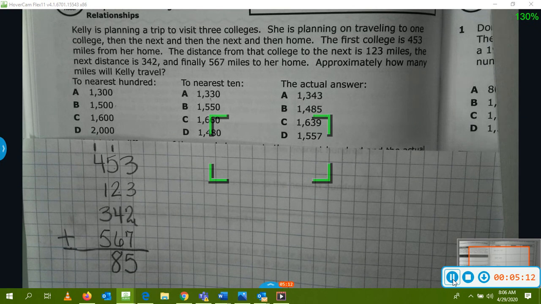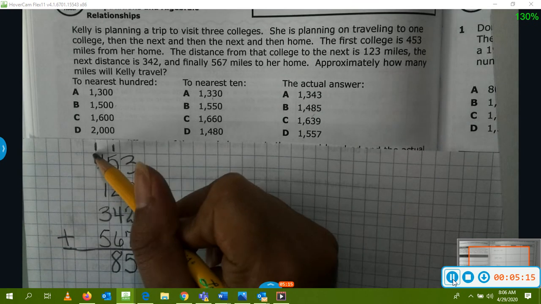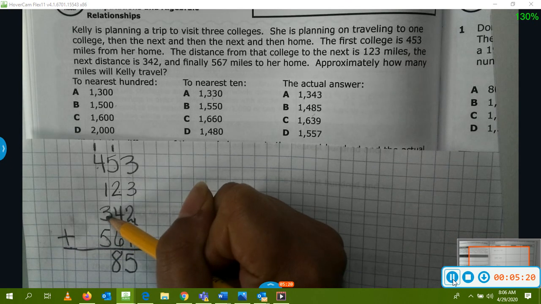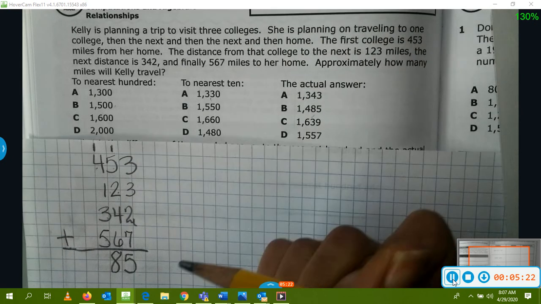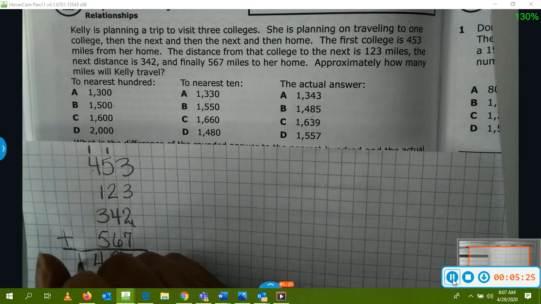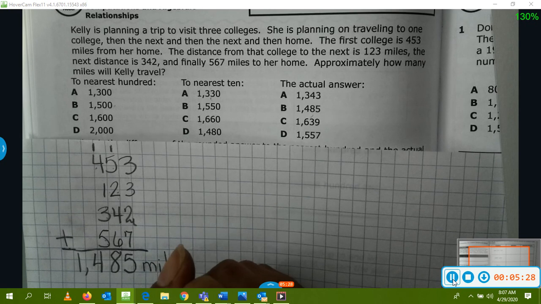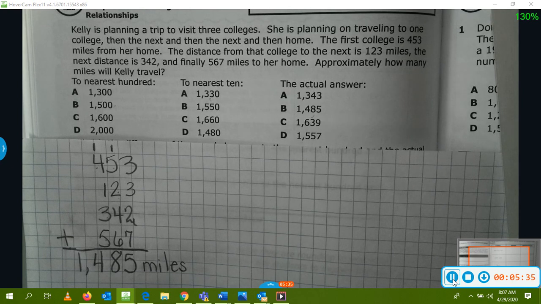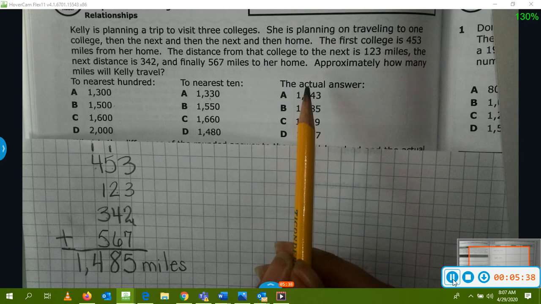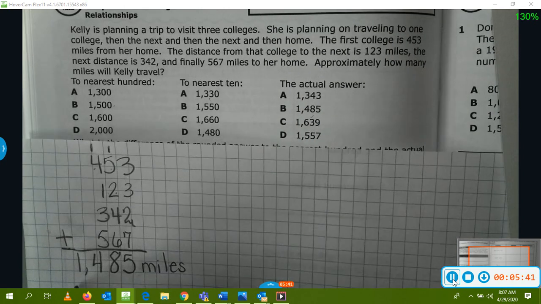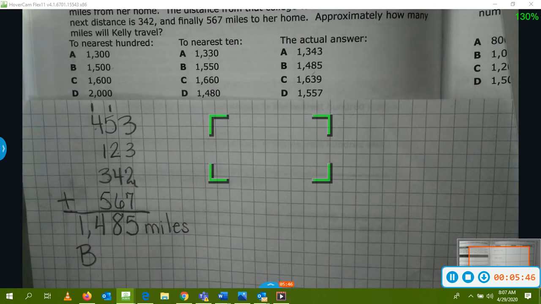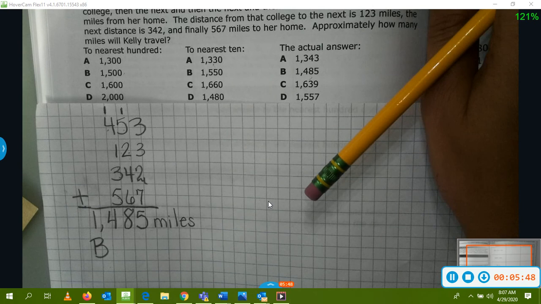Here we go. 4 plus 1 is 5. 5 plus 5 is 10. And then 10 plus 3 is 13. Plus 1 more is 14. So the total miles that Kelly traveled is 1,485. So which one of these will be your answer for the actual answer? B is correct. Uh-oh, can't see it. So B will be correct.